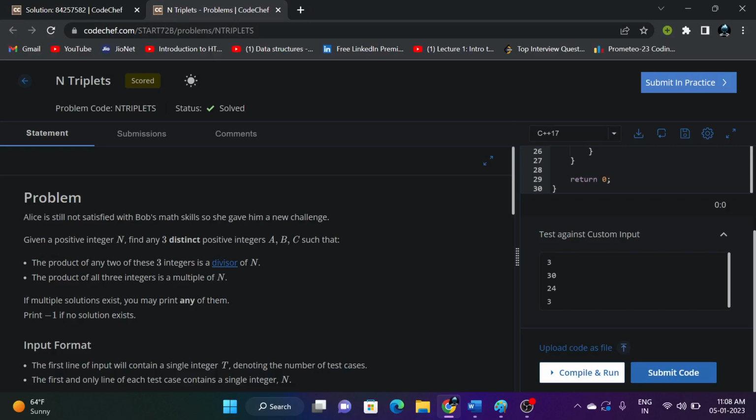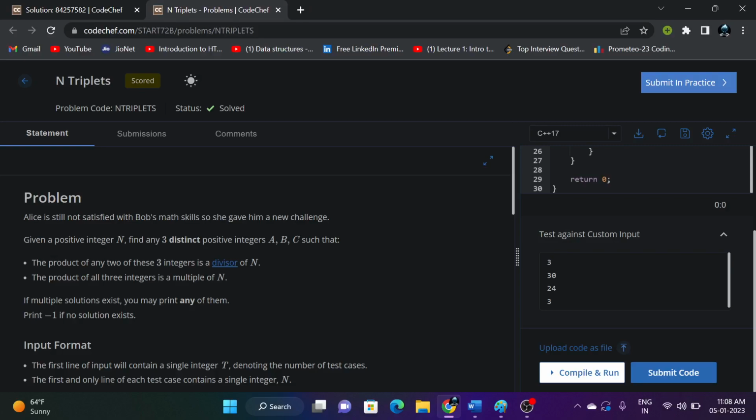Given a positive integer n, find any three distinct positive integers a, b, and c, such that the product of any two of these three integers is a divisor of n. The product of all three integers is a multiple of n. If multiple solutions exist, you may print any of them, and print -1 if no solution exists.